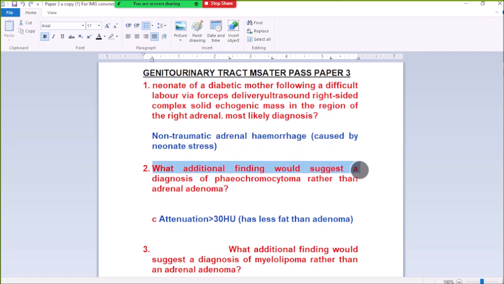Two: what finding would suggest a diagnosis of pheochromocytoma rather than adrenal adenoma? Greater than 30 HU, because pheochromocytoma has less fat than adenoma, so it is greater than 30 HU.